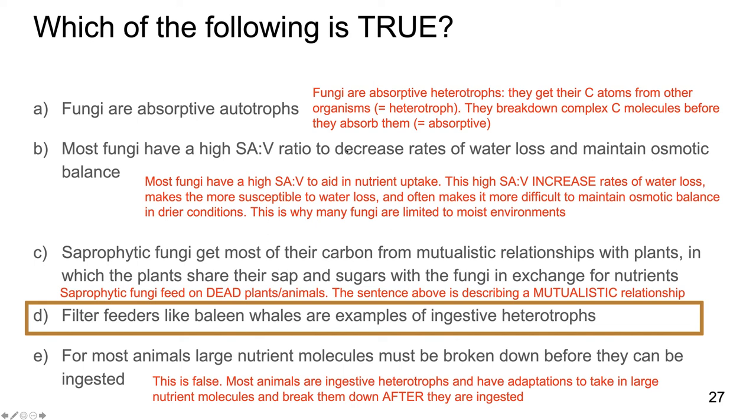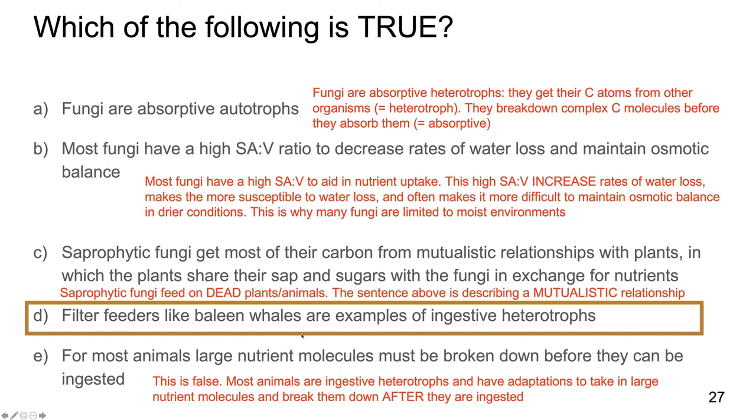Saprophytic fungi get most of their carbon from a mutualistic relationship with plants, in which the plants share their sap and sugars with the fungi in exchange for nutrients. Remember, saprophytic fungi feed on dead plants or animals. So this is not really a mutualistic relationship. A dead plant can't get any benefit. So this is describing a mutualistic relationship, okay?